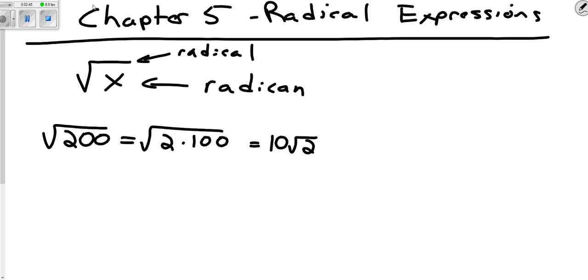When you have a number and then a number under the radical, a radicand, this is known as a mixed radical. This here is known as an entire radical.